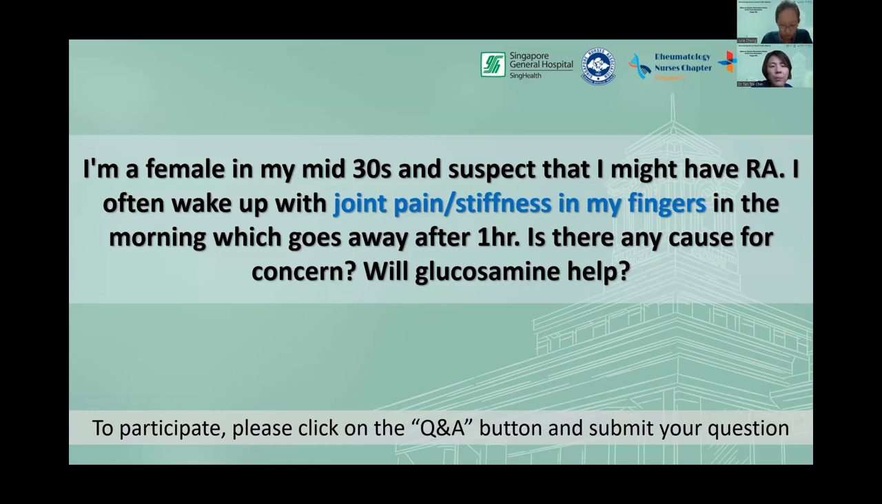On the topic of glucosamine, the evidence for glucosamine in rheumatoid arthritis is not strong. We do not routinely use glucosamine or other forms of supplement in the treatment of rheumatoid arthritis. So it is best to seek professional help, and then we can advise you, giving you individualized advice accordingly. Thank you.